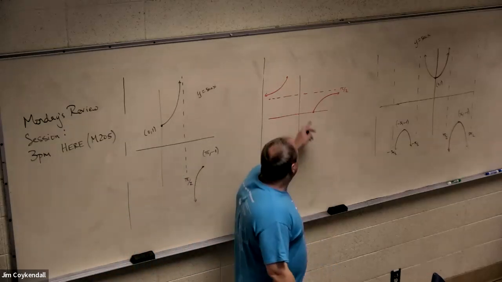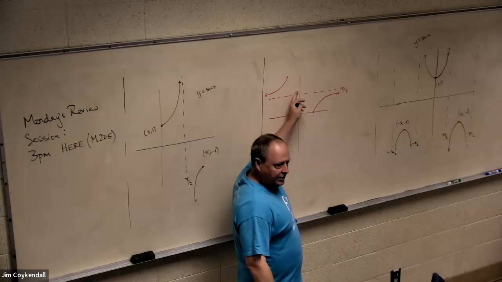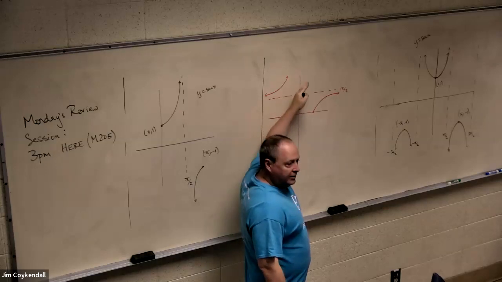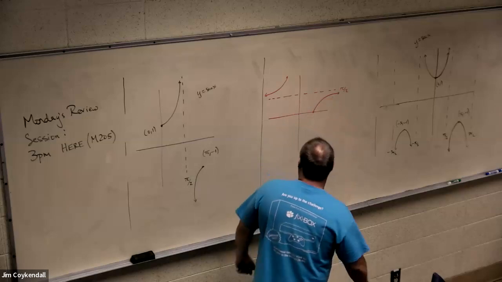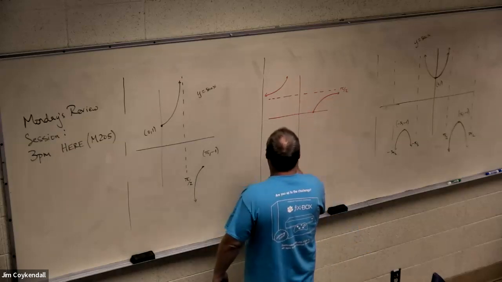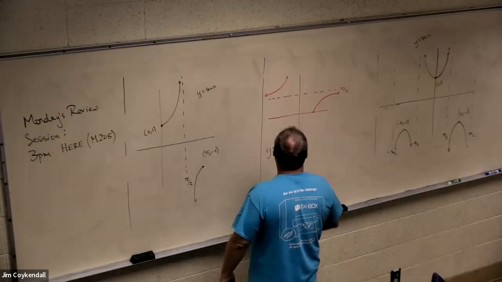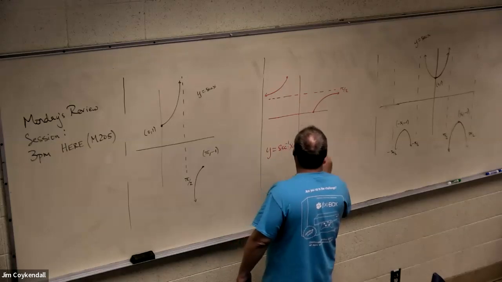By the way, what can you say about the slopes of the curve? They're always positive. Right? It looks like this is going to be y equals secant inverse x. Domain.